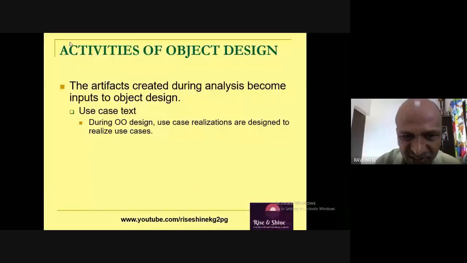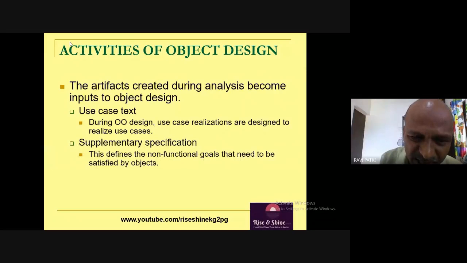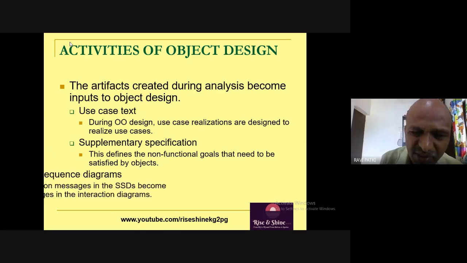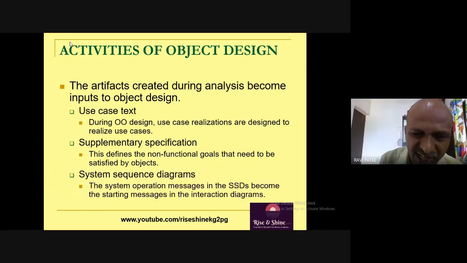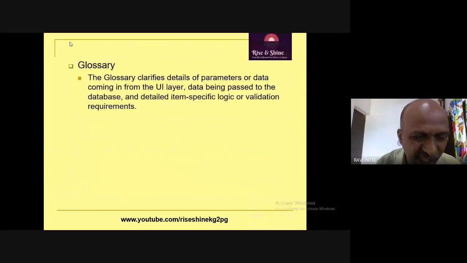Use case text. So during object oriented design, use case realizations are designed to realize the use cases. Or we have found the supplementary specification, such as the SRS we designed for our system. This defines the functional and non-functional requirements which our system satisfies. We have found the system sequence diagram. We have designed some good glossaries for the project which we are developing.